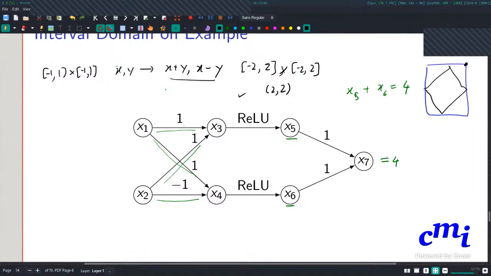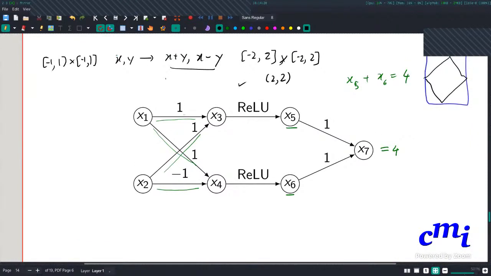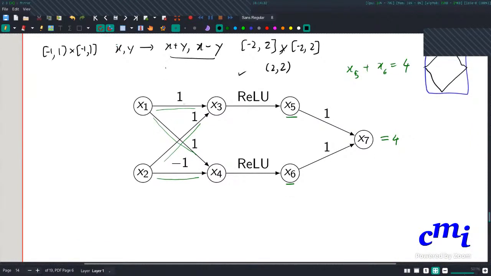So this interval domain is actually not sufficient, at least for this particular network. Depending on the property that you want to verify, if your property is a very weak property, then it might be sufficient. But it's definitely not sufficiently precise, for the precise reason that it doesn't capture these kind of relational dependencies among different variables.